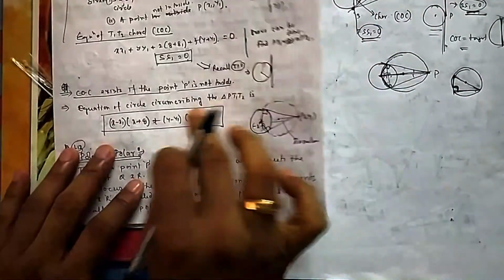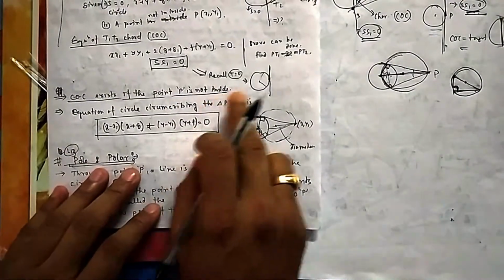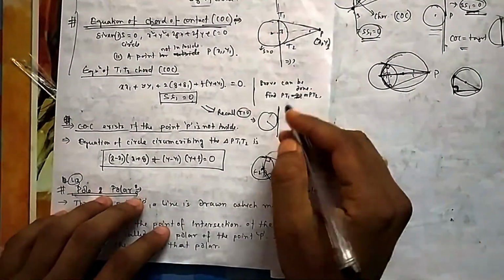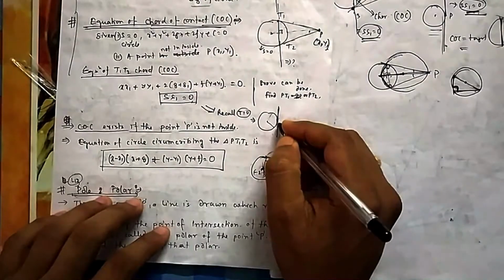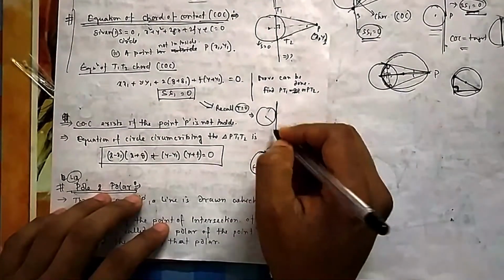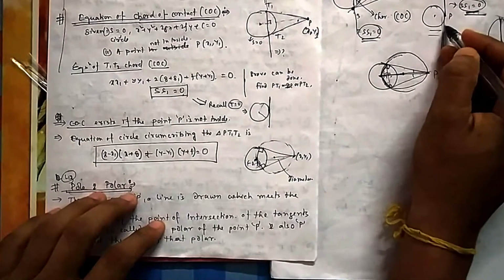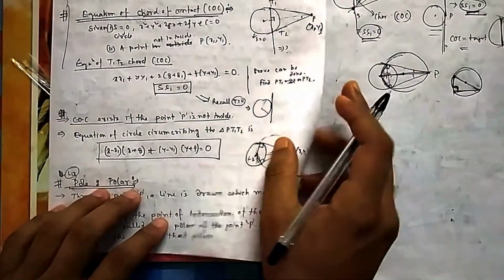Now you can see COC exists if the point is not inside. If it is inside, then you cannot draw a tangent. If it is on the circle also, then you can draw, and the tangent itself becomes the COC. But if it is inside, it is not possible.